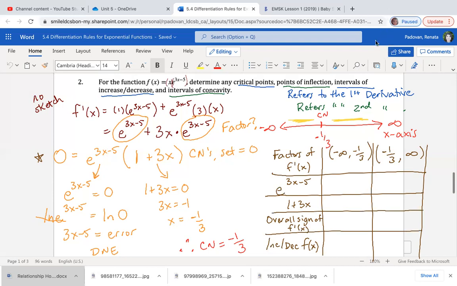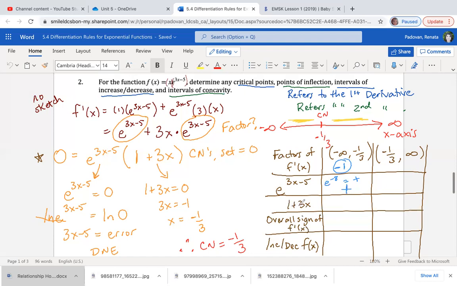So let's say between negative infinity and negative 0.3333, negative 1 is smaller than that number. So that would work. If I have 3 times negative 1, negative 3, subtract 5, it is e to the exponent negative 8. Go ahead and plug that in on your calculator. E to the exponent negative 8 is going to be a positive, so the overall result there will be positive, okay?